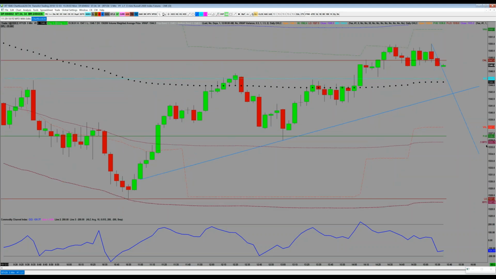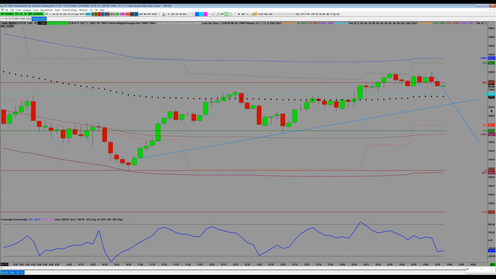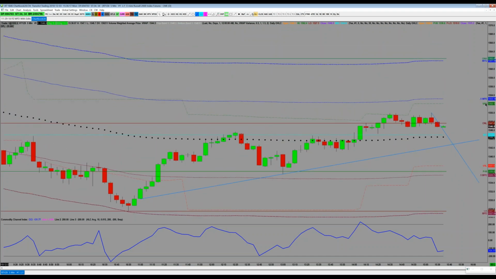You've got the 0.5 MPD, which is half of the maximum permissible deviation, which we'll come back to. The previous day's high. The value area low. The value area, for those of you who are unfamiliar, is this area between this VAH, which stands for value area high, and this VAL, which stands for value area low. That is where 70% of the volume has traded in between these two prices.